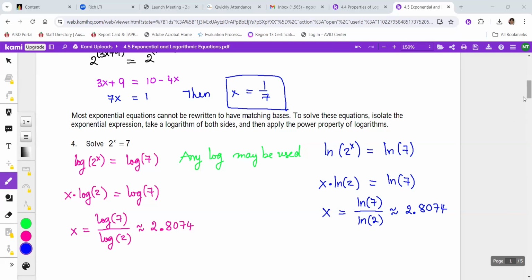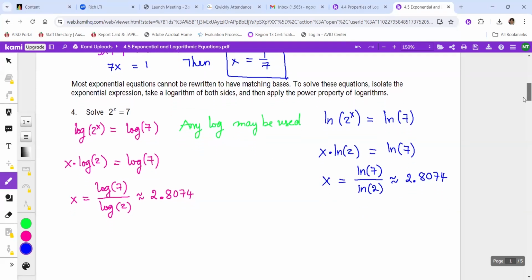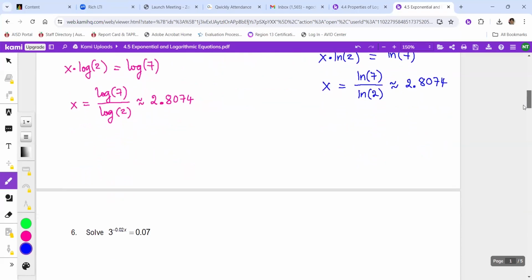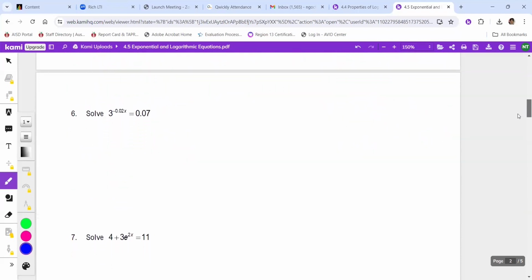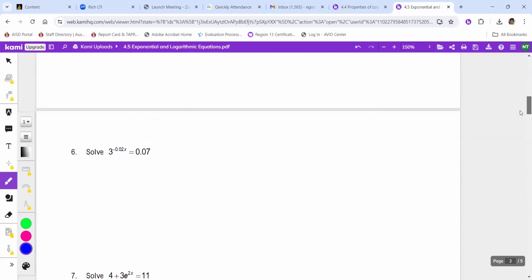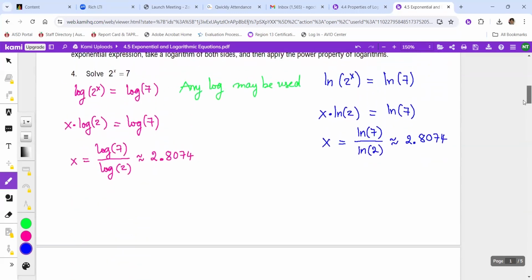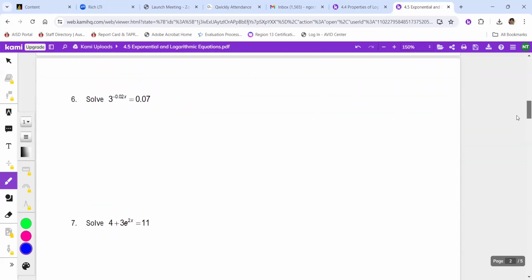Okay, so let's move on to exercise number 5. Sorry, I skipped a number. So from 4, I jumped on to 6. I'm so sorry about it.